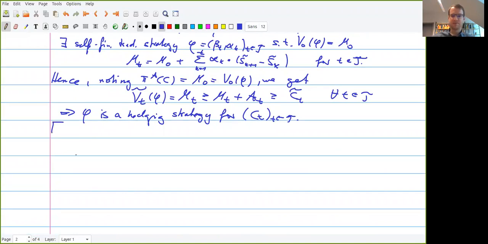So let's make a bracket for the second part. So of course, I want to check that I can't do better. So what we do is we take another hedging strategy, phi bar, which is a hedging strategy.